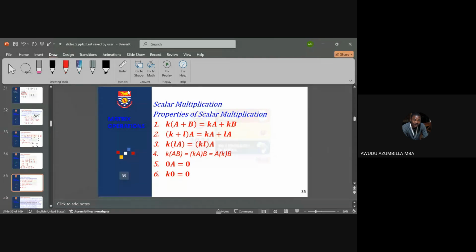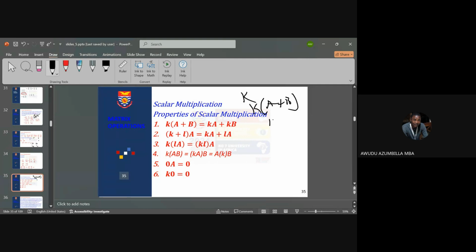If you have a matrix K that is a scalar, and then A plus B, they are all different matrices. A is a matrix, B is a matrix. So if you add A to B, then you multiply by a scalar K, it should give you the same thing if you multiply the K inside.